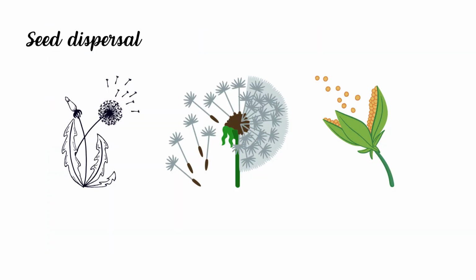Seed dispersal. Seeds can travel far away from the parent plant. They can be carried by wind, water, or animals. This is called seed dispersal.